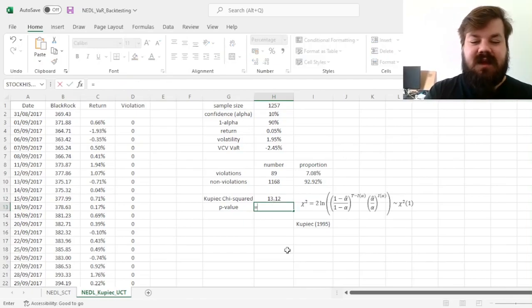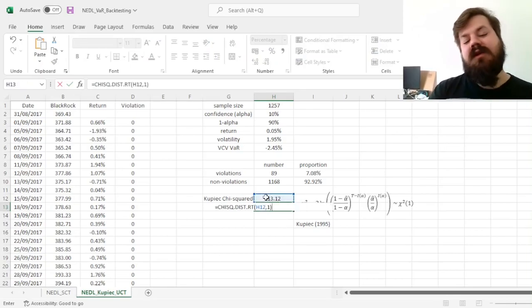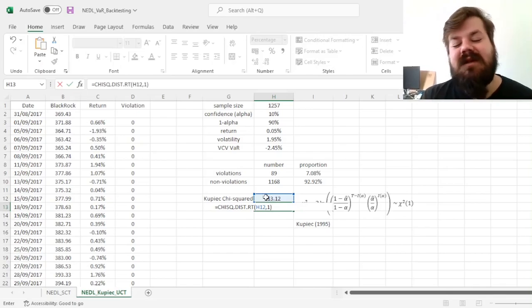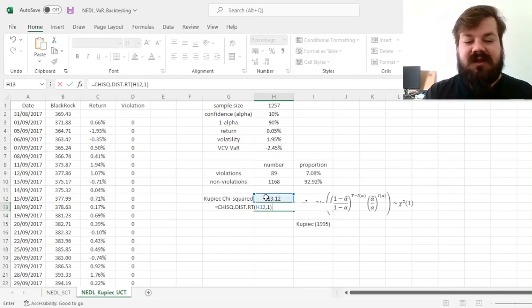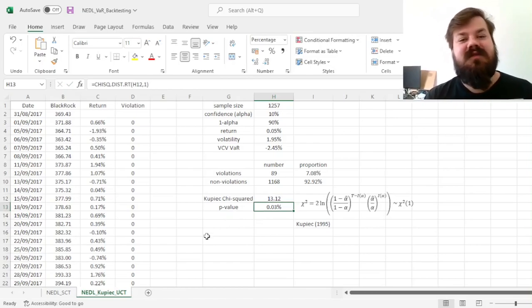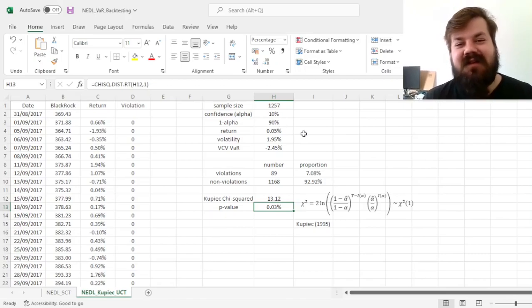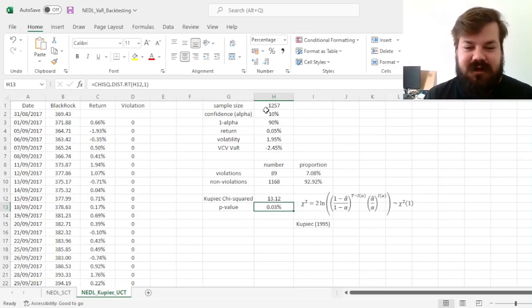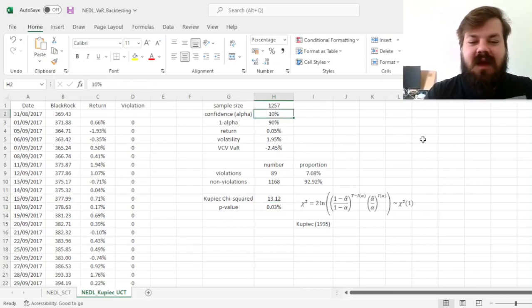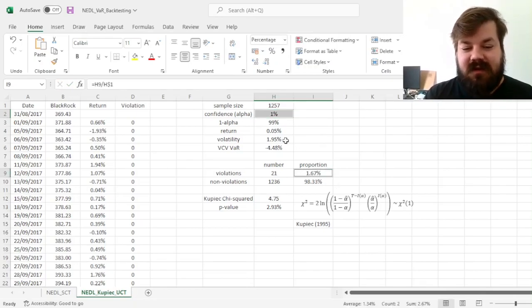For significance testing, we can plug it into a right-tailed chi-squared distribution with 1 degree of freedom, as there is only one parameter that can vary here, namely the confidence level. That results in a p-value of 0.03%, meaning that the 10% variance-covariance VaR is inapplicable, is unreliable, given our backtesting procedure. And just as in the previous video, we can see how well it captures violations at other confidence levels. So if we go to 1%, we can see that we have got the reverse picture.